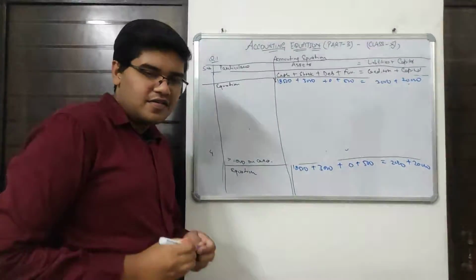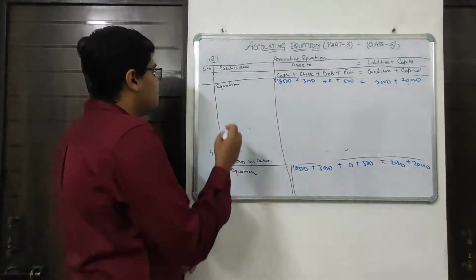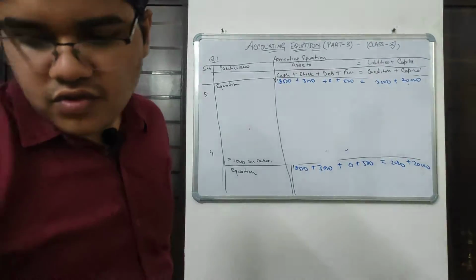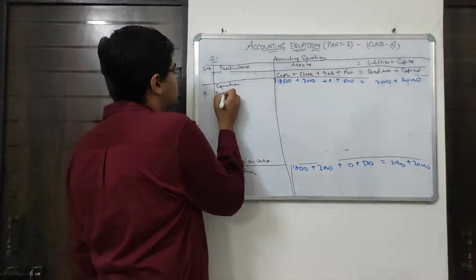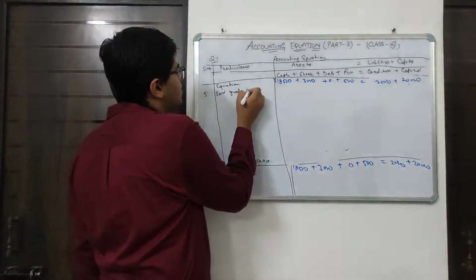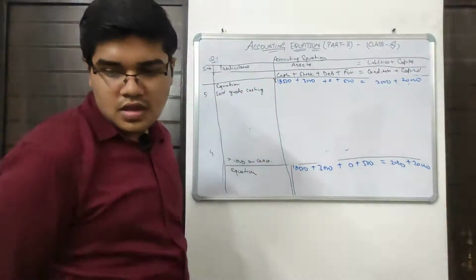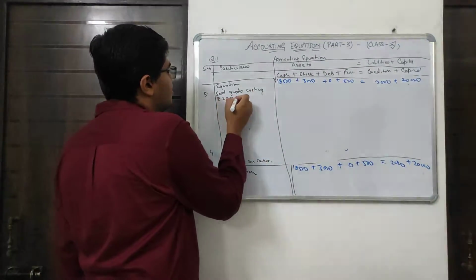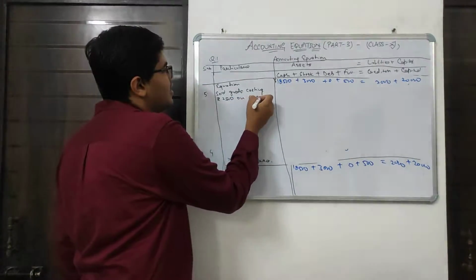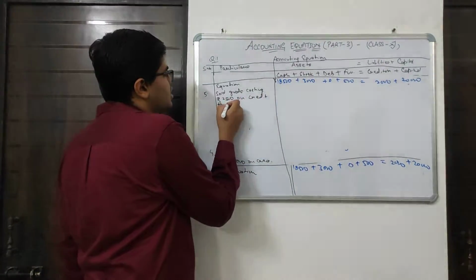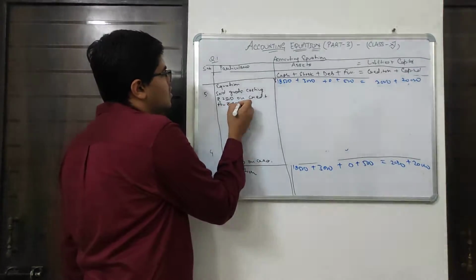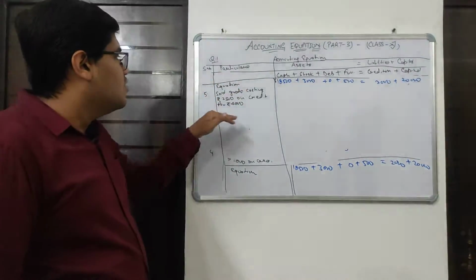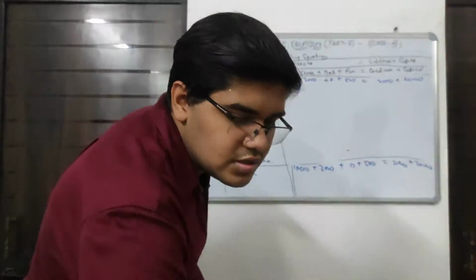So now moving on to the fifth transaction. What is the fifth transaction? The fifth transaction is sold goods costing 2,500 on credit for rupees 4,000. This transaction has also been discussed earlier. Now let us discuss how this transaction is solved.